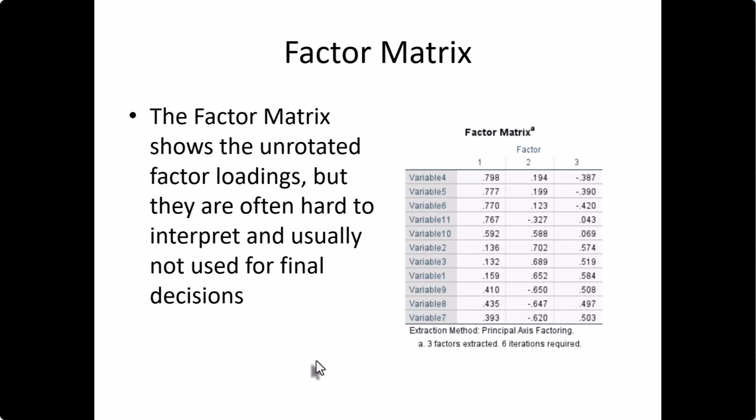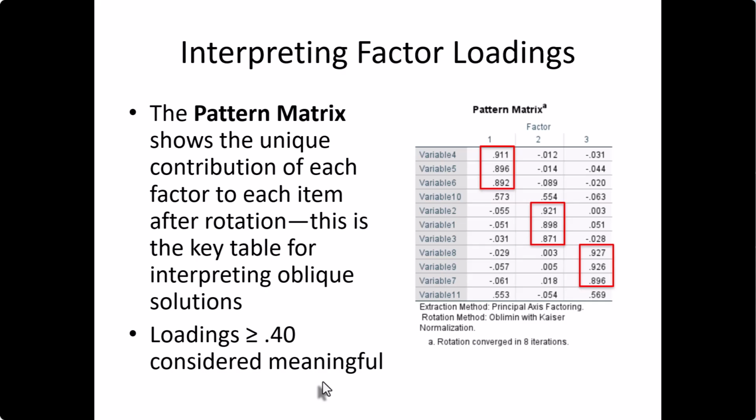So the factor matrix shows the unrotated factor loadings, but they're often hard to interpret and usually not used for final decisions, so we're just going to skip it. And then we go to the pattern matrix, which shows the unique contribution of each factor to each item after it's been rotated. This is the key table for interpreting oblique solutions. We want to keep the ones greater than 0.4, which are considered meaningful. So you can see in factor 1, we've got 4, 5, and 6.